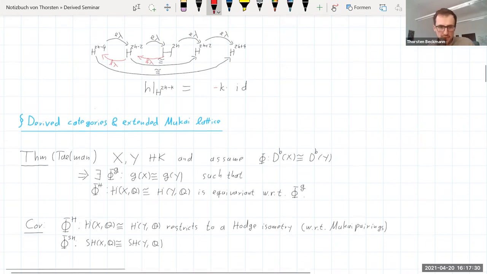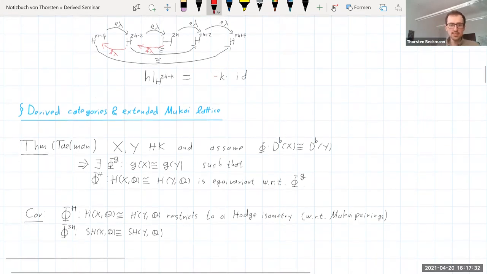And so this theorem has an immediate corollary, namely that this isomorphism on the full rational cohomology restricts to a Hodge isometry of the Verbitsky components. So that is, we have, of course, the Verbitsky components naturally inside, and this isomorphism sends the Verbitsky component to the Verbitsky component.